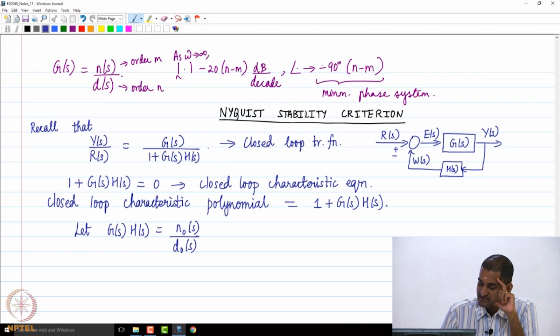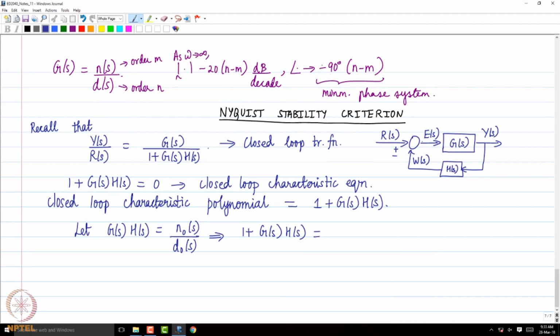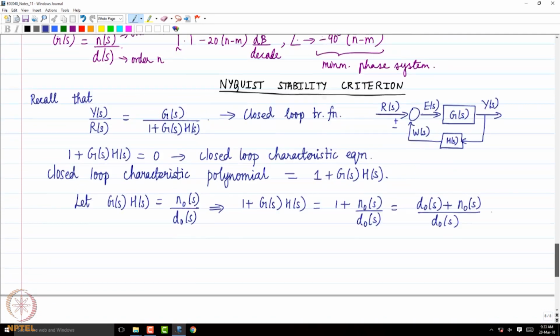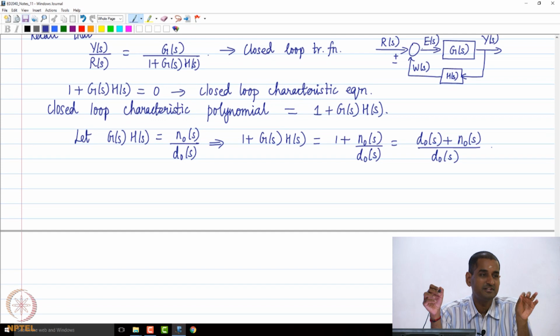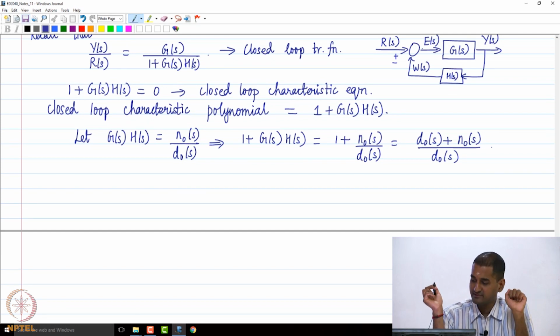So, this implies that 1 plus g of s h of s is going to be equal to 1 plus N_O of s divided by D_O of s, which is nothing but D_O of s plus N_O of s, divided by D_O of s. We will see why I am doing all these things, because I want to set some terminology in order before we go further.